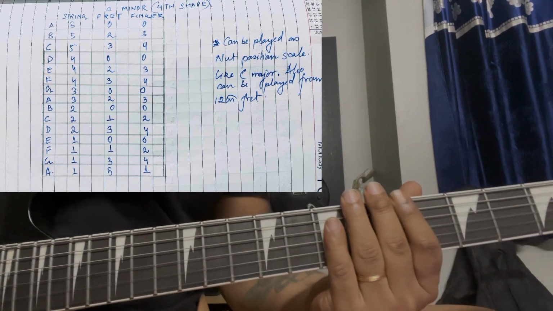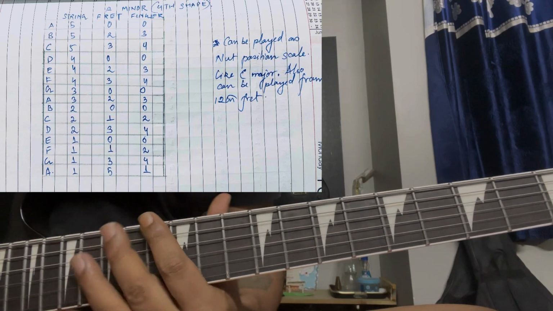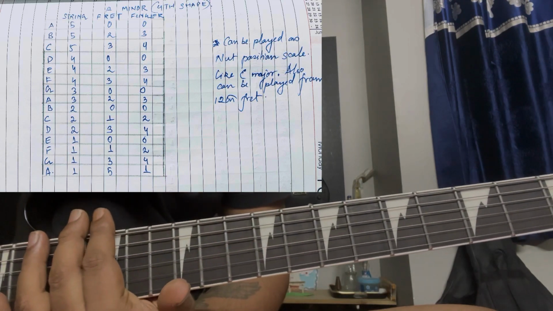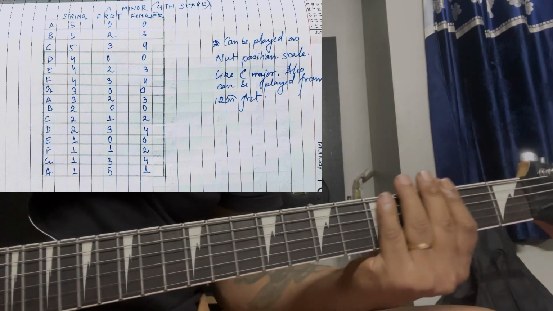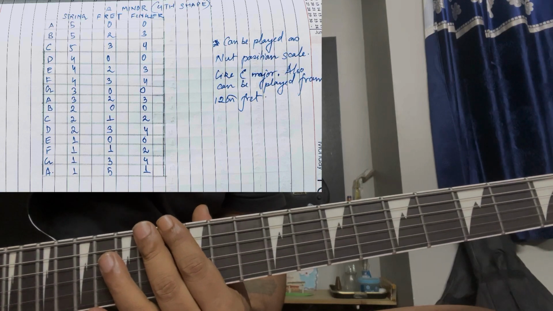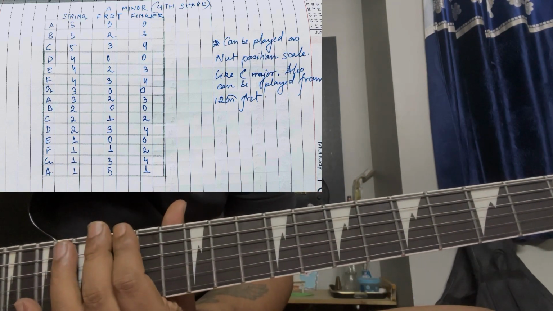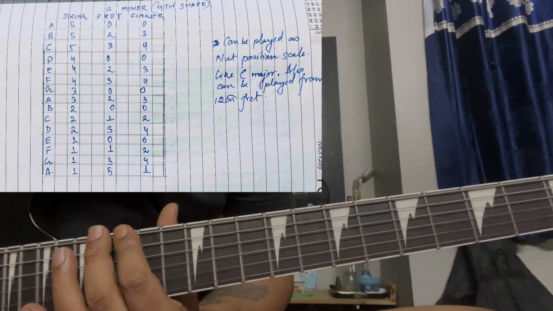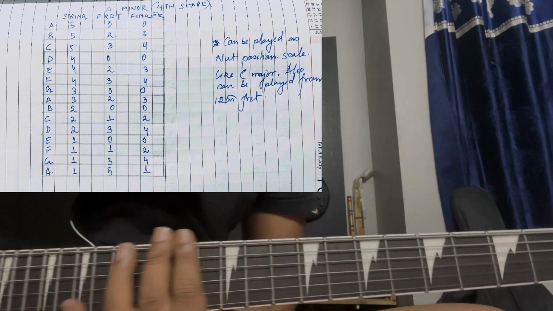Like say when you finish the fifth shape, then again the first shape will come. So this is how you learn the entire fretboard for that particular scale. Okay, so this is fourth. Then again, when you come to five, after five, you again go to the first shape. Okay, so this is repetitive.